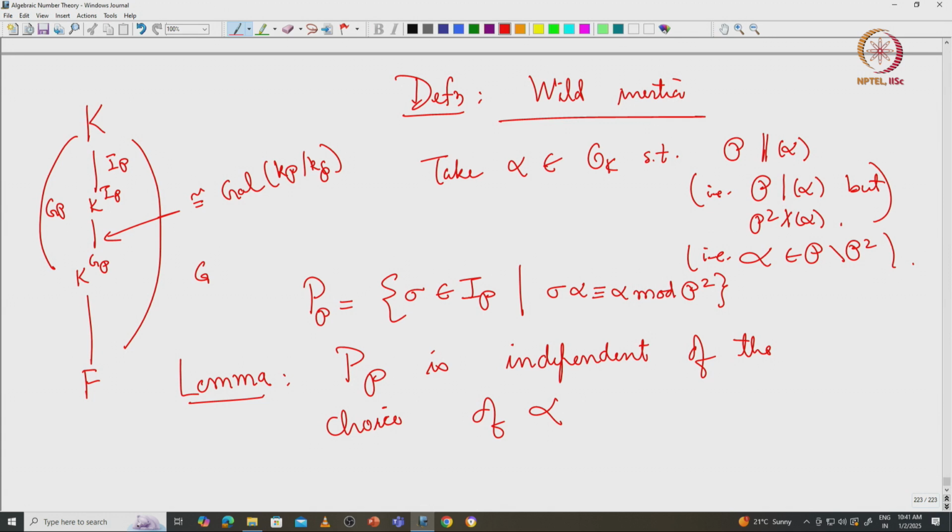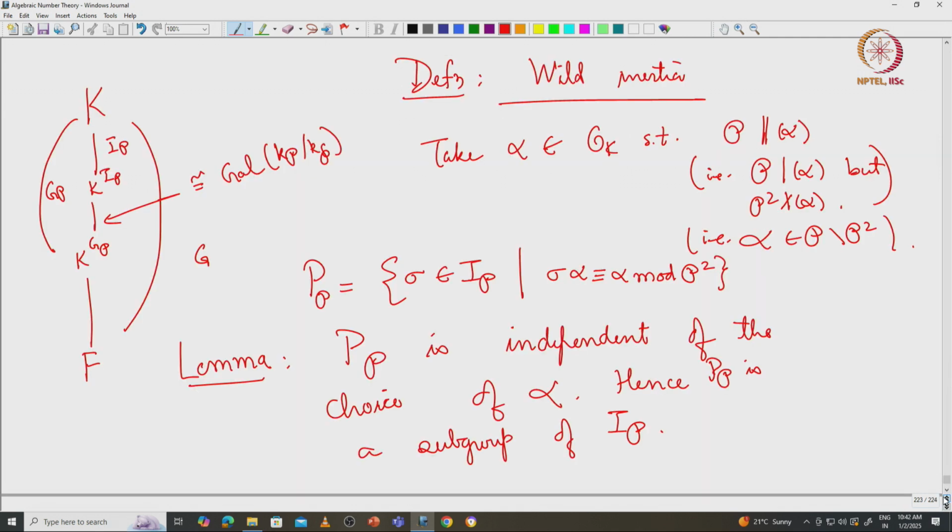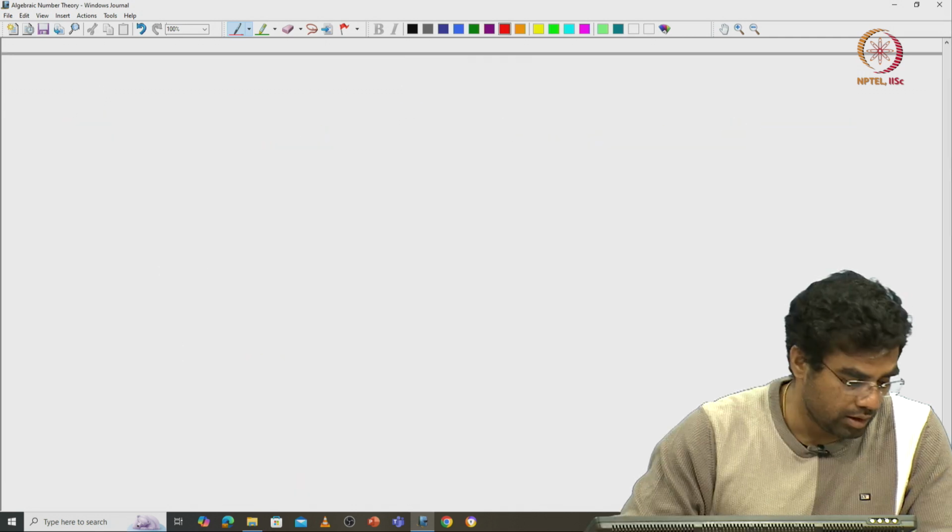Okay. All right. So then we do not need to put it in the notation, and it also will tell you that it is a group. Hence, P sub p is a subgroup of I sub p. Try to prove it without proving the independence. If you take two elements in P sub p, their product should also have the same property, and it is kind of difficult to prove it without proving the fact that it is independent of the choice of alpha. Okay. So how do I do this?